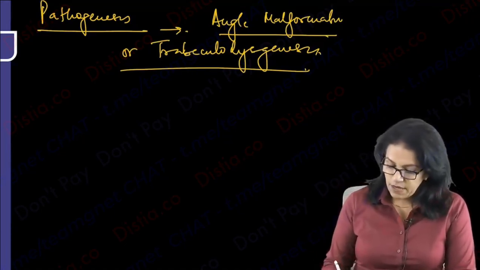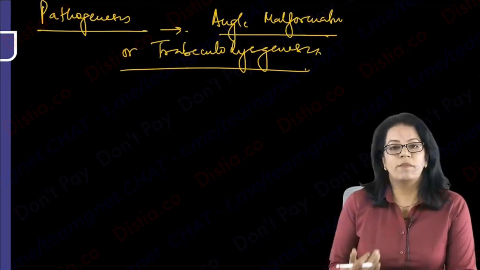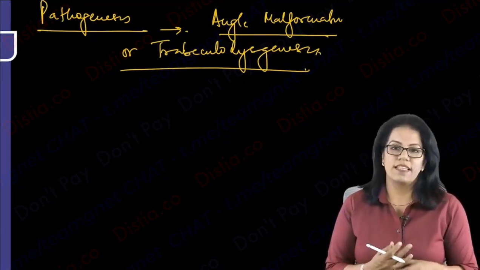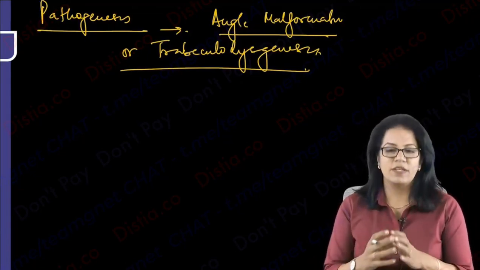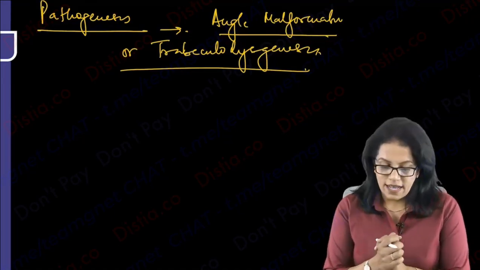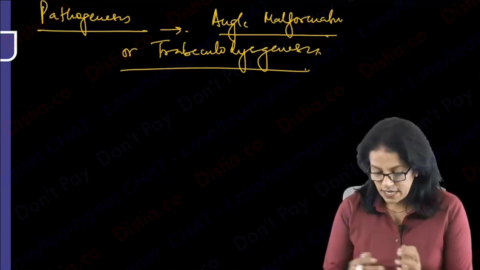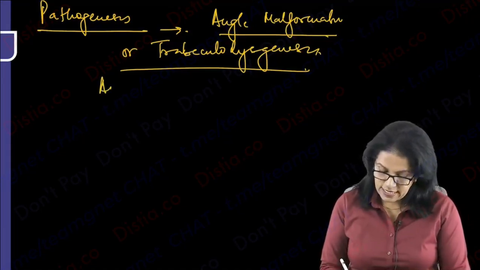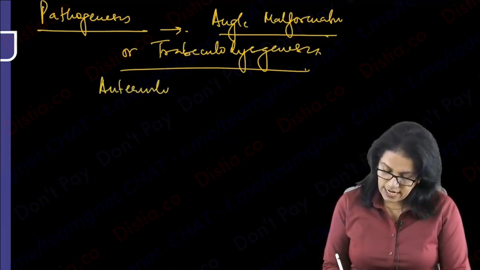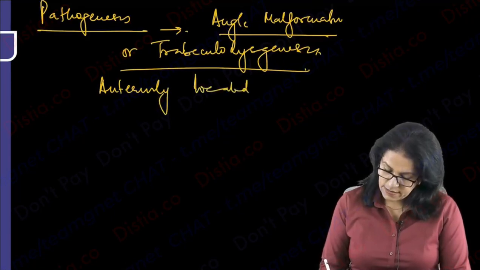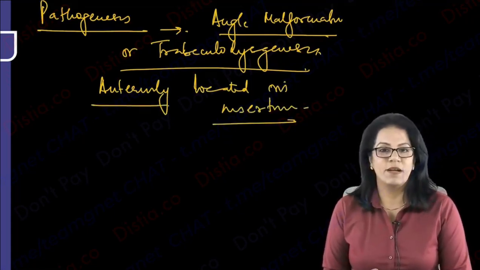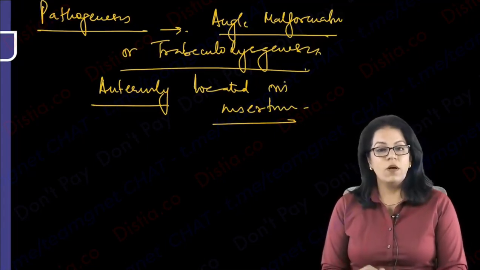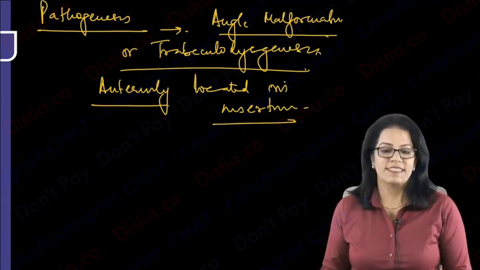We come to angle malformation, or we call it trabecular dysgenesis. So everything is included in that. Generally, the problem is some anteriorly located iris insertions. Okay, so commonly it is anteriorly located iris insertions. Anyway, once we know what is trabecular dysgenesis or angle malformation, now how will this child present?